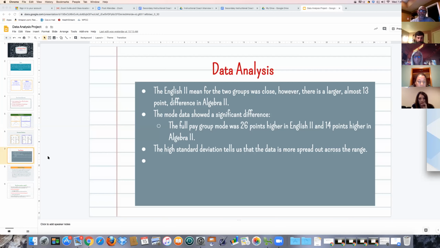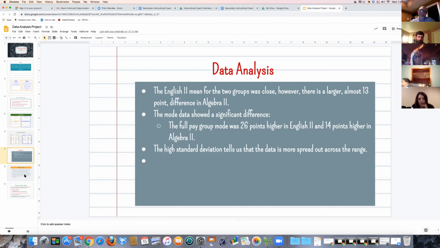Then I ran the descriptive statistics for ELA and for math, and I'll go over more of what I gathered from that in the next couple slides. The average for English 2 was close. There wasn't much of a difference, but for math, there was an almost 13-point difference in their average score. And the mode definitely showed a significant difference. The full pay group mode was 26 points higher in English 2 and 14 points higher in Algebra 2. It did have a high standard deviation, and that told me that the data is more spread out across the range.